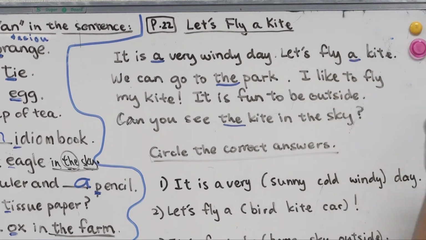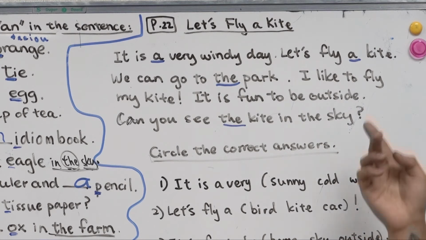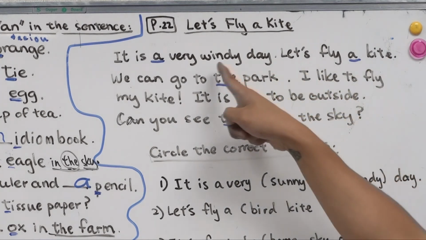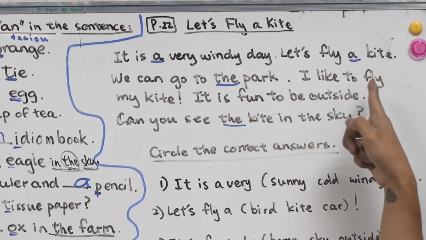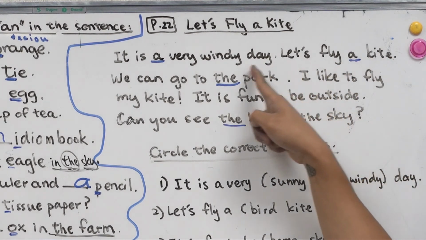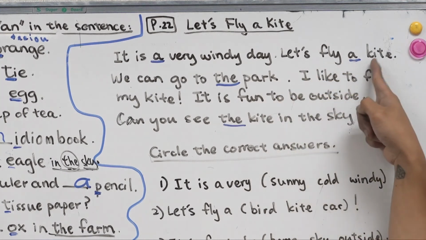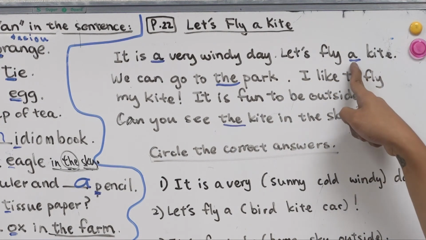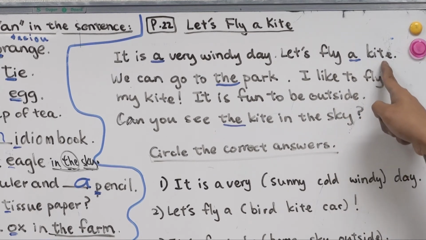Let's fly a kite. Is it a specific kite? No, right? So this kite is mentioned the first time right now. So after this sentence, maybe it will be mentioned again. But before this sentence, there is no mentioning of this kite. So we will use a kite. So is it a specific kite? No, at least not yet, because we're using the generic sense. Let's fly a kite. It can be any type of kite.